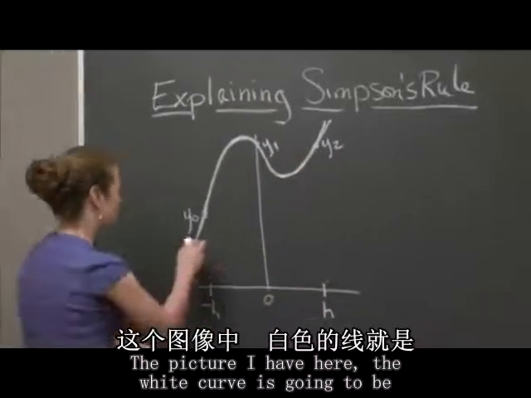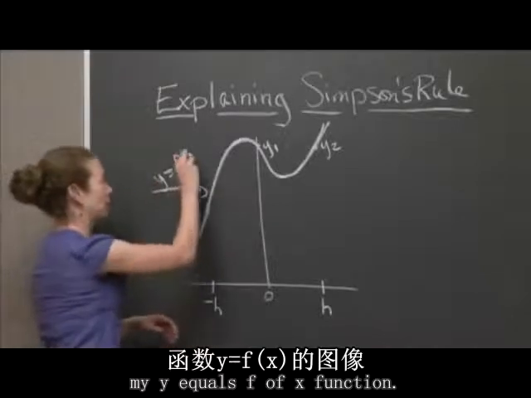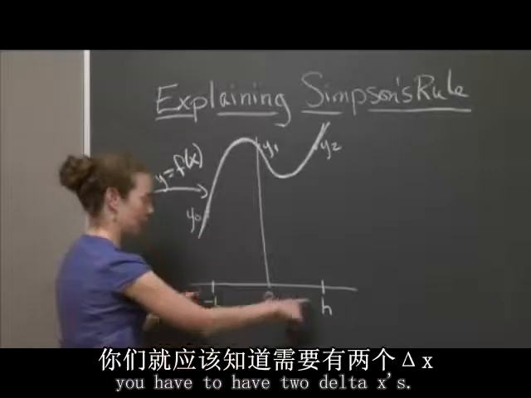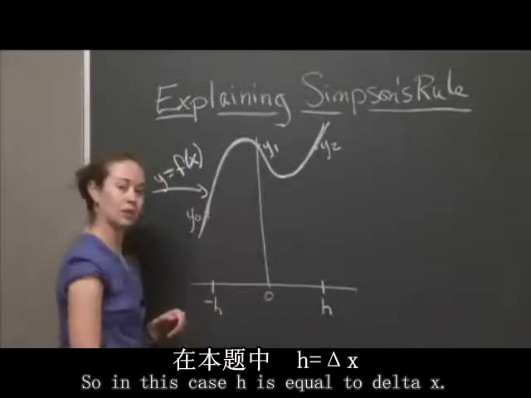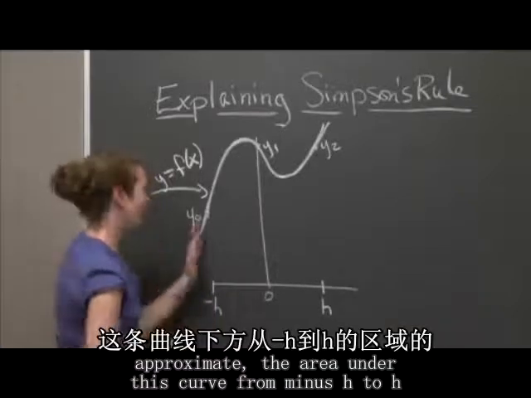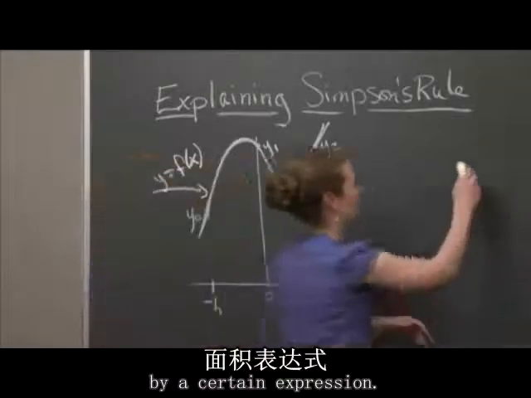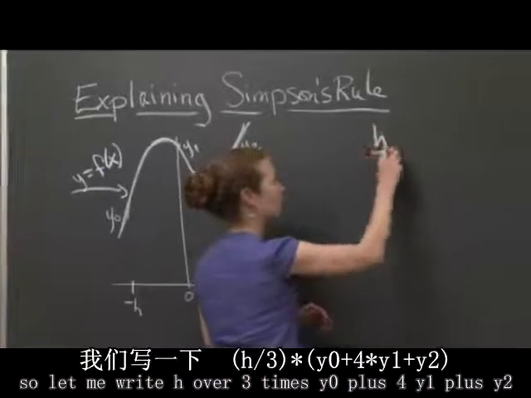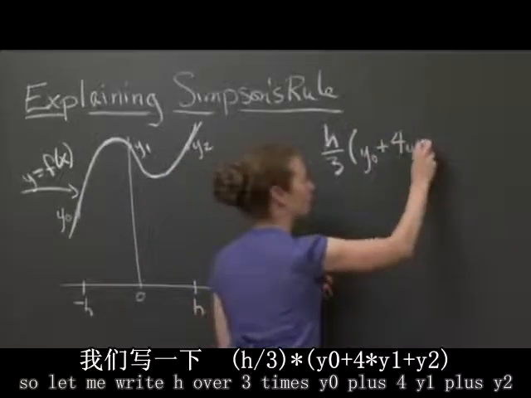The picture I have here, the white curve is going to be my y equals f of x function. And so if you remember what Simpson's rule is saying, you have to have two delta x's. So in this case, h is equal to delta x. So what Simpson's rule is saying is I can approximate the area under this curve from minus h to h by a certain expression. And the expression is, I said delta x is equal to h, so let me write h over 3 times y0 plus 4y1 plus y2.